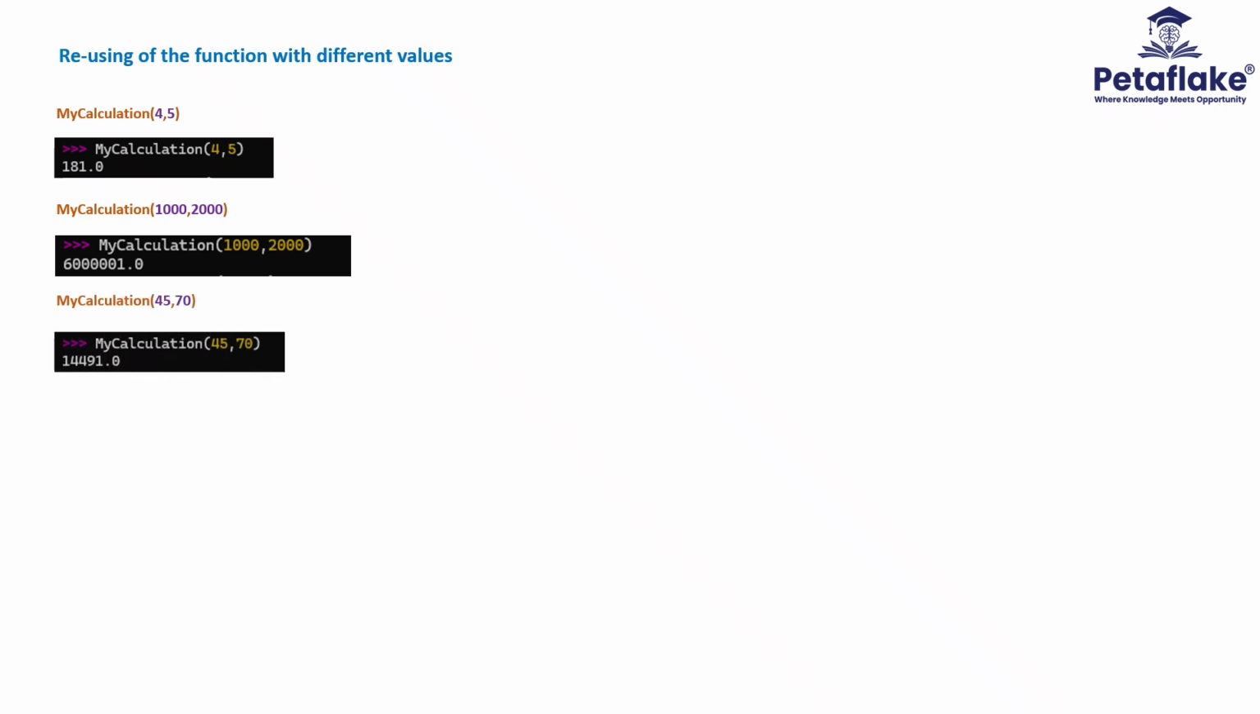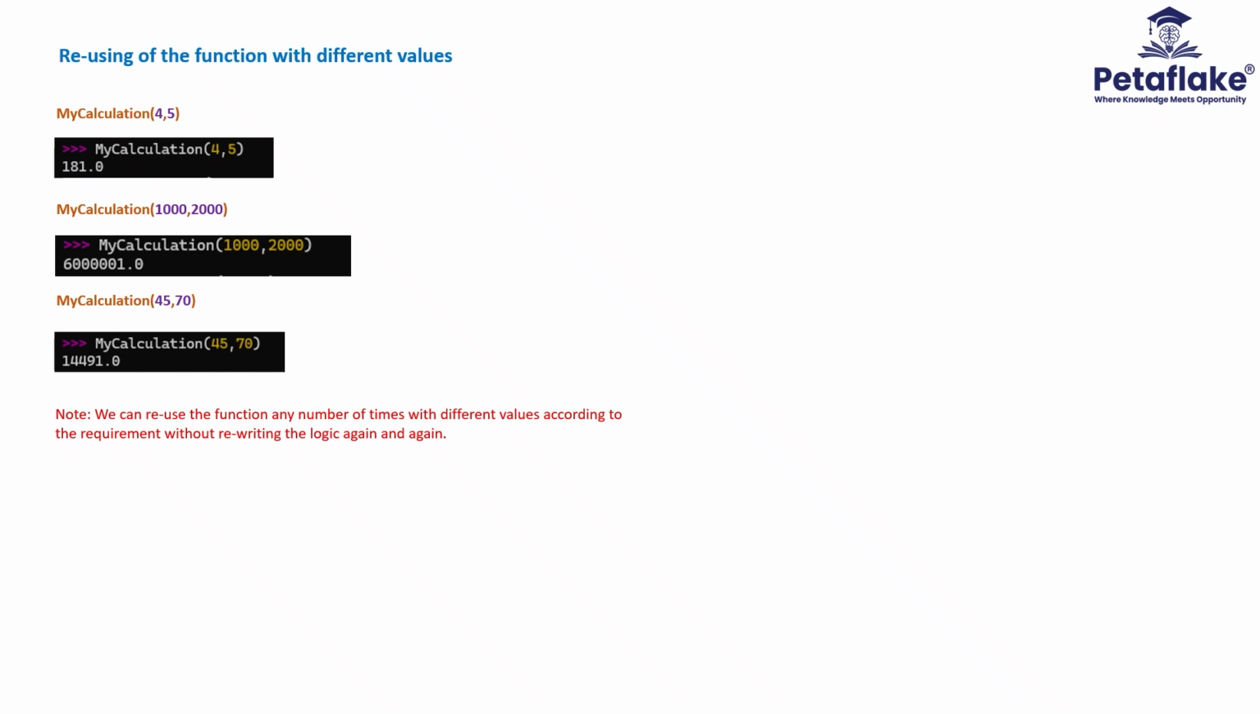Similarly, we can execute the myCalculation function with the values 45 and 70. The function will evaluate the logic with the values x equal to 45 and y equal to 70 and the final result will be printed on the screen. We can execute the function any number of times with different values of x and y. The logic will be executed with the given values and the result will be displayed on the screen. From these examples, we can understand that the logic is written only once and the logic is reused multiple times without the burden of rewriting the logic again and again for each different value of x and y. This reusability of the code with different values according to the requirement is the actual advantage of the function.